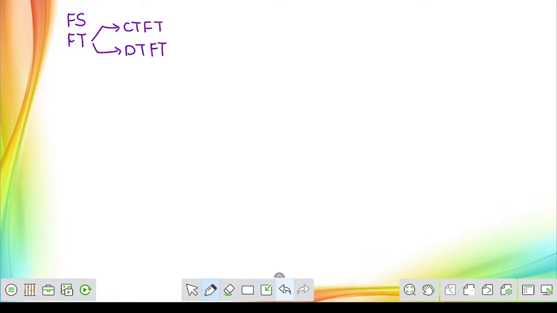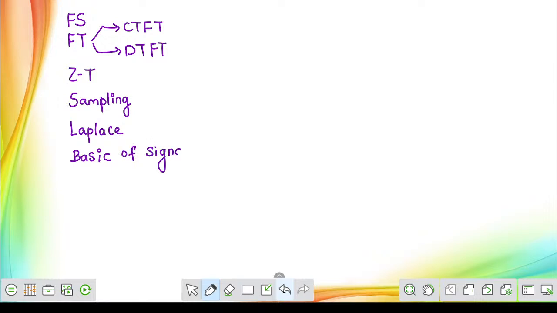Then we discussed Z transform. Then we have completed the sampling theorem. Then we have also completed Laplace transform. Then in the last session, we have completed the basics of signals, almost 70% of the basics of signals has been completed. So let us start from there. We will continue the other things that we left in the last session.